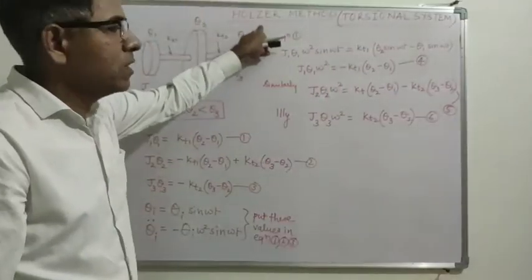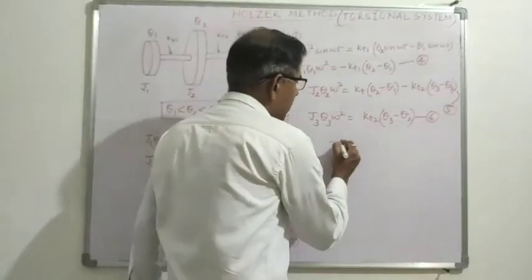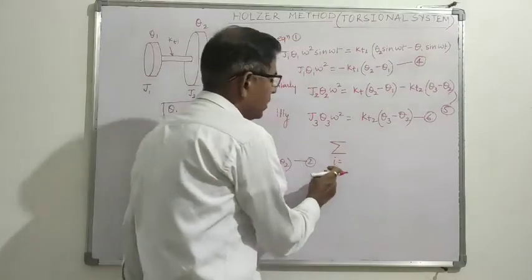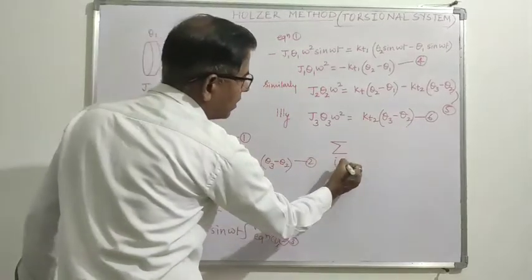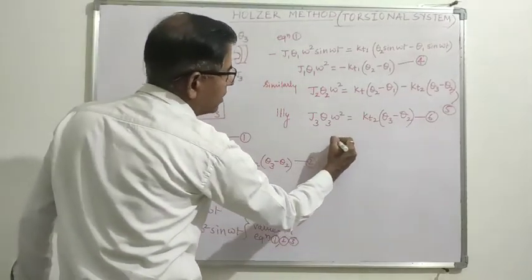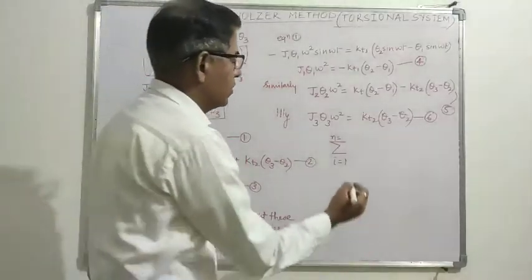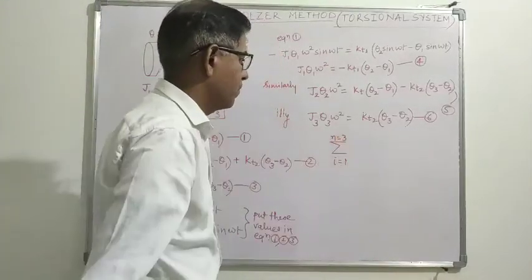Now we will apply the Holzer method, and the Holzer method says that the summation of J i theta i, for i equal to 1 to n, where the value of n here is 3. This is a 3 degree of freedom system, so n equal to 3.